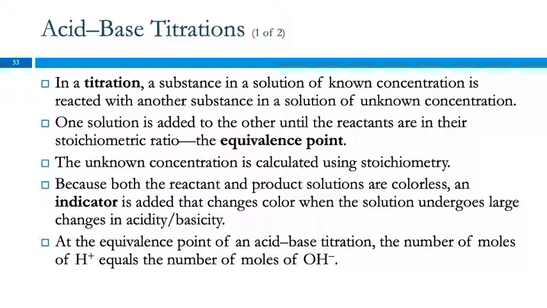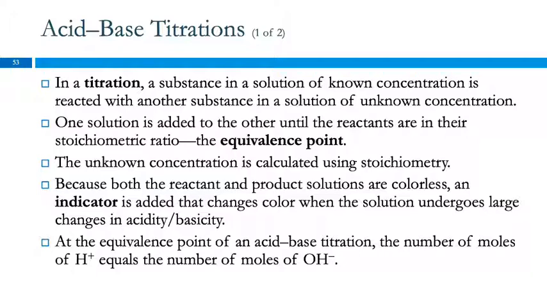So acid-base titrations. A titration is a technique. And in an acid-base titration, we're using an acid-base reaction or a neutralization reaction. The point of a titration is to use a solution whose concentration we know to find the concentration of an unknown solution. So we add the one solution to the other until the reactants are in their stoichiometric ratio. We call this the equivalence point. And then we calculate the unknown concentration using stoichiometry.